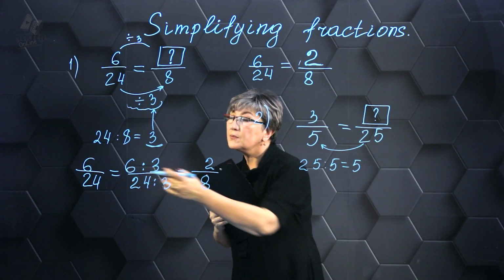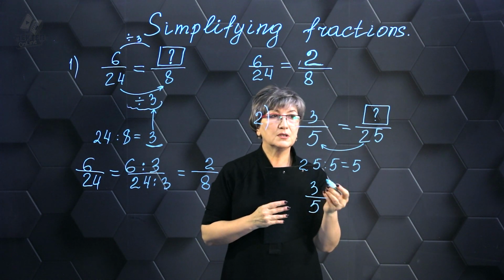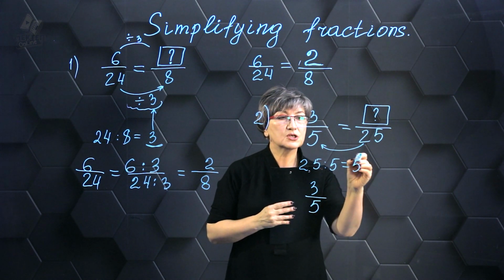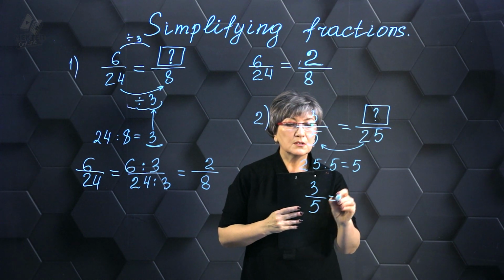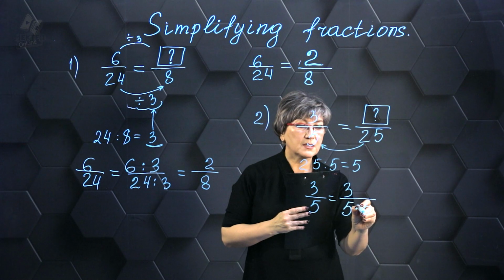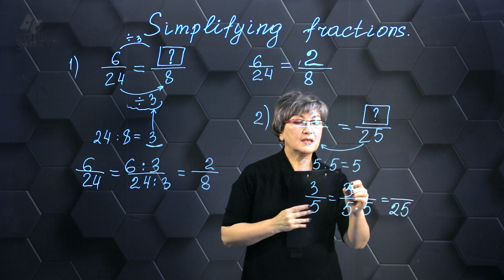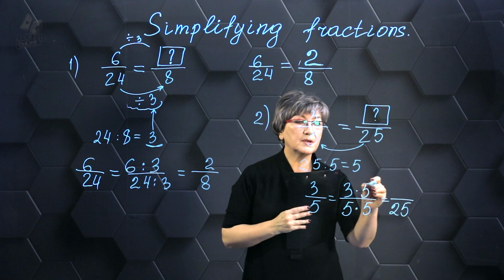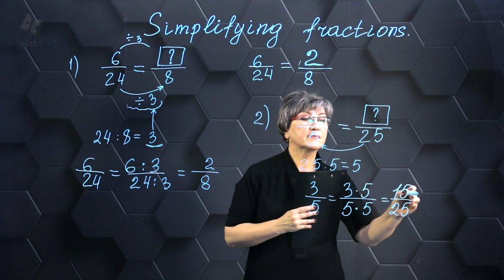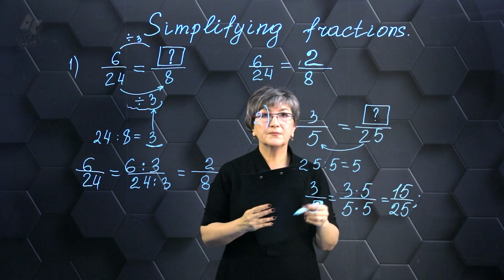All right, let's proceed. 3/5. What should I do? Here I found this 5, that is 3 and 5. The product of 5 multiplied by 5 is equal to 25. And I also multiply 3 by 5, it will be 15. As a result, this question mark will be equal to 15.